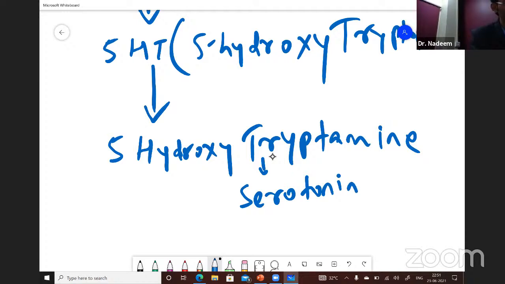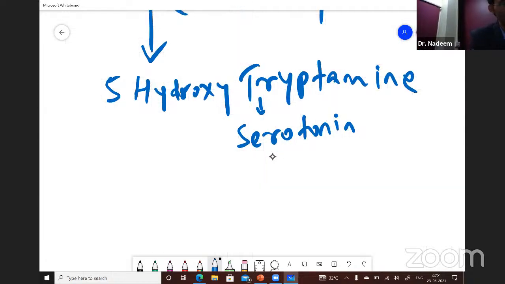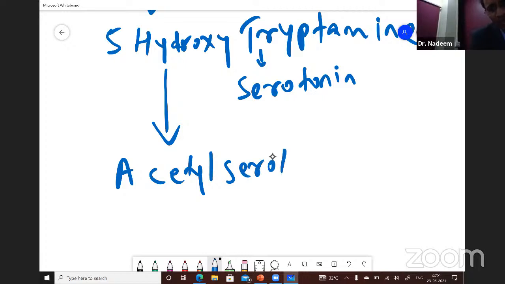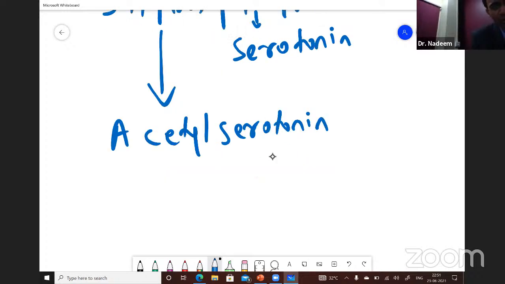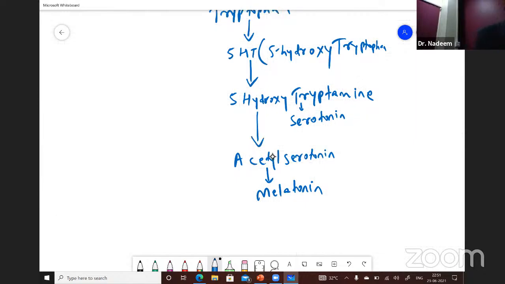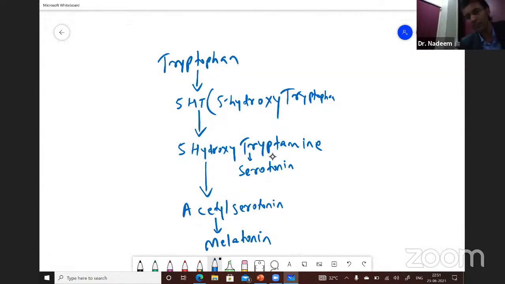And after that, further, this will be converted into acetylserotonin. And finally, this will lead to formation of melatonin. Now see what is happening here. At each and every point, there can be a question. See what is happening here.